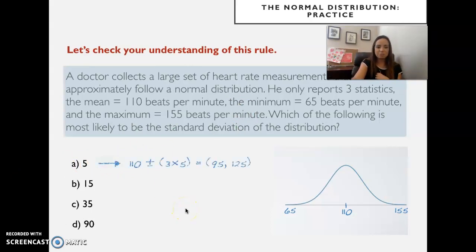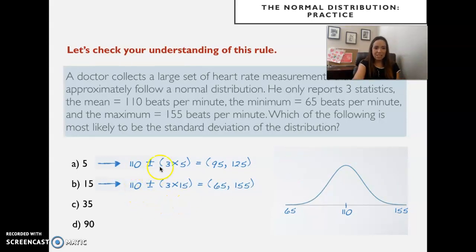So let's try it out. In this first one, let's consider if the standard deviation were 5. Mean plus or minus 3 times 5. 3 standard deviations means 3 times 5 in this case. We would have 15 plus 110, it would be 125. 110 minus 15 would be 95. That's out here. That's not expected in a normal distribution, right? So not this one. Now let's try the next.